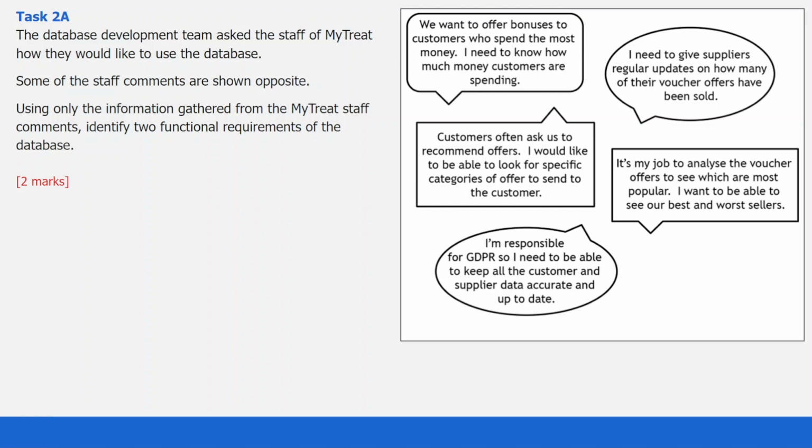So before we start thinking about the functional requirements, we need to understand what functional requirements are in the context of a database. The functional requirements are what the database must do to meet the end user requirements of the users. So here we have got some comments from the user. The way I approach this is, before I think about the functional requirements, well, what is it the end user wants to do with the database? Pause the video now and see if you can identify some of the end user requirements for this database.